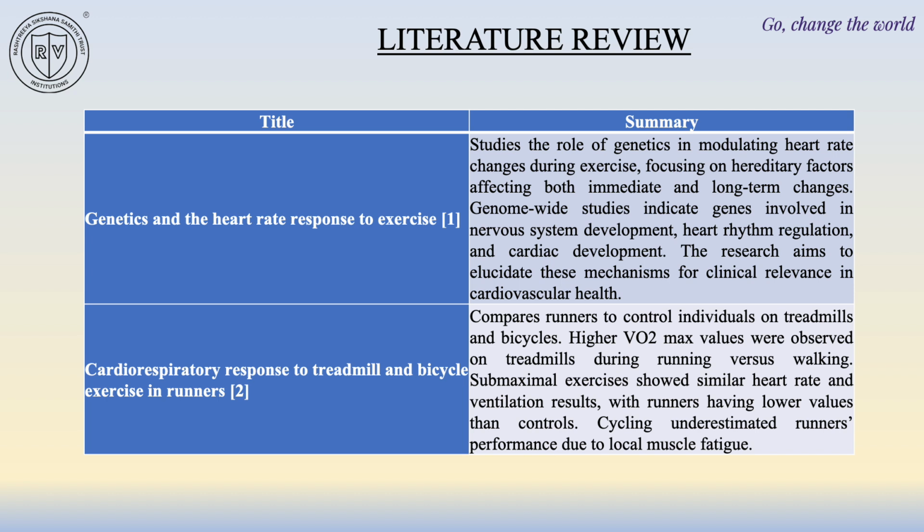The first topic is genetics and the heart rate response to exercise. This studies the role of genetics in modulating heart rate changes during exercise, focusing on hereditary factors affecting both immediate and long-term changes. The paper discusses some genome studies in heart rhythm regulation and cardiac development. The next paper I referred to is cardiorespiratory response to treadmill and bicycle exercise in runners. This paper compares runners to control individuals on treadmills and bicycles. Higher VO2 max values were observed on treadmills during running versus walking, and vice versa.